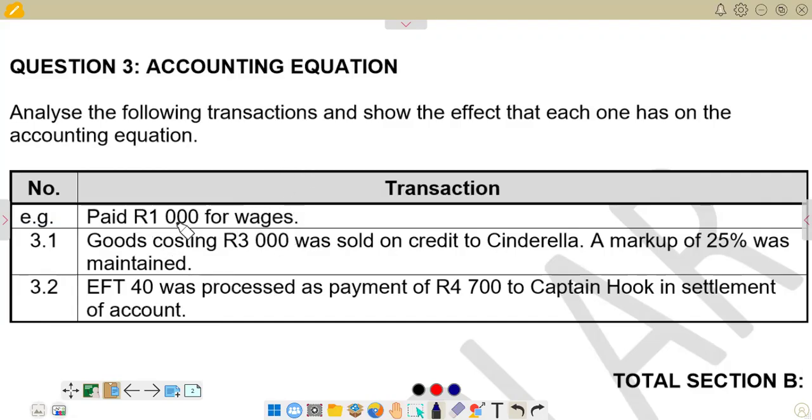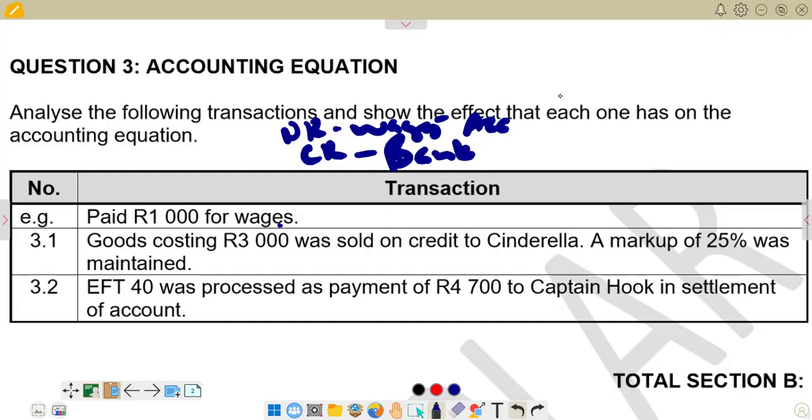So whenever we pay 1,000 rands for wages, remember the double entry is that wages are an expense, so obviously we are going to debit our wages account. And now we are paying using cash, so obviously we are going to credit our cash on bank. So this is what we have. Now you analyze according to our wages.